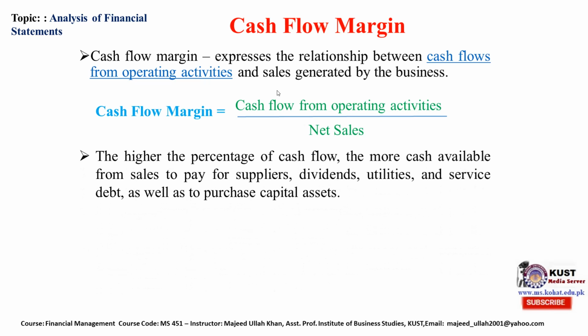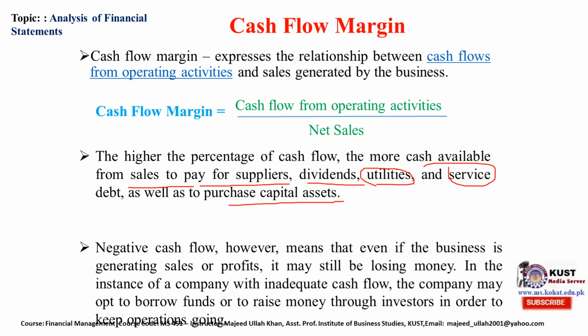The higher the percentage of cash flow margin, the more cash available to sales, to pay for suppliers, to pay dividends, to pay utility bills, to service their debt, as well as purchase capital assets.